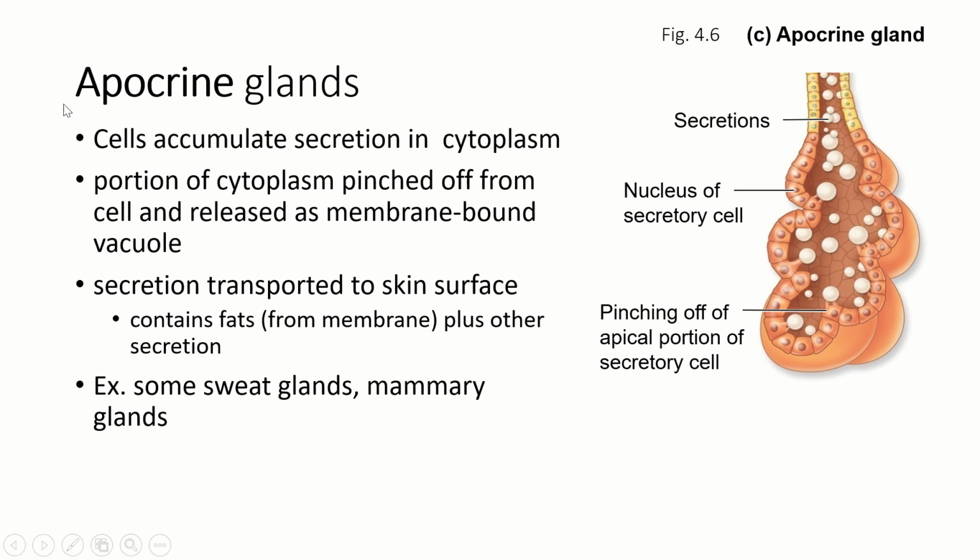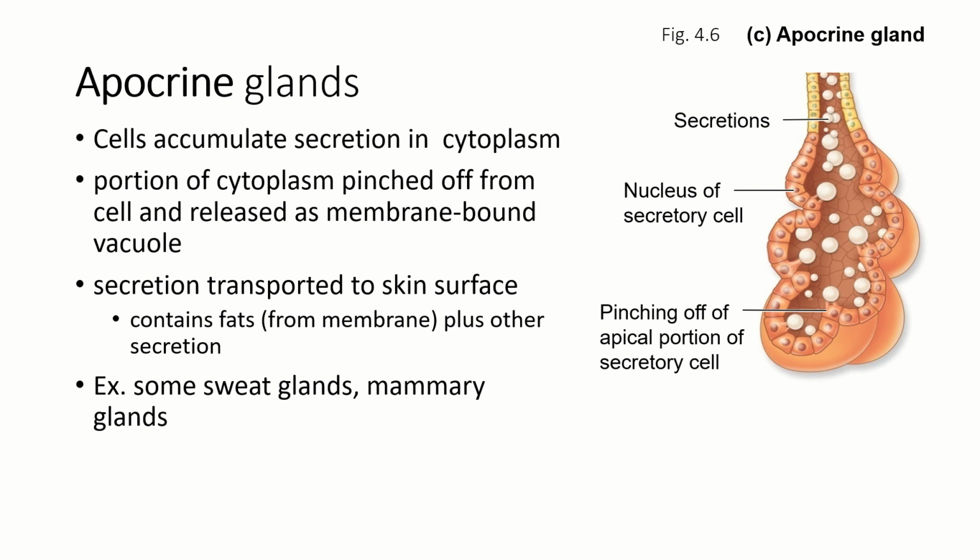Now, another kind is apocrine glands. Apo, again, comes from that apex prefix. So these are going to actually remove the apical side of the cell. So these cells build up the secretion within the cytoplasm, move it to the apex of the cell, and then pinch off the whole apex of the cell. Like part of the cell is actually removed.